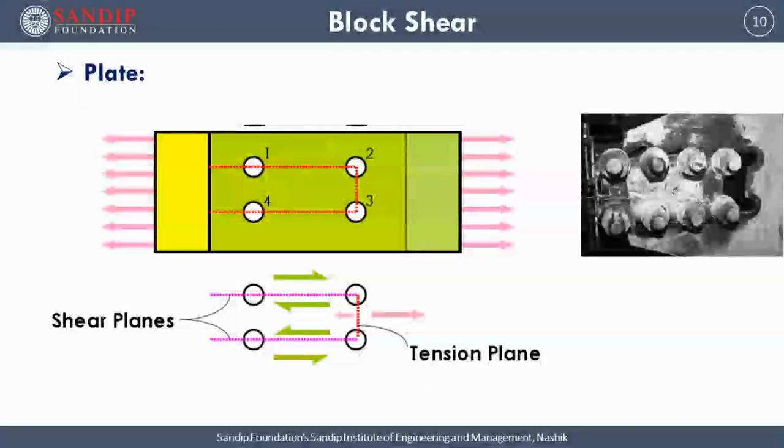The third type of failure is known as block shear. This is the third mode of failure. In block shear, the failure takes place due to a combination of tension and shear action. You can see here how the section fails under the action of block shear. Here in this connection, along the bolt line and perpendicular to the bolt line, that section has totally failed as a block. The entire block has come out.